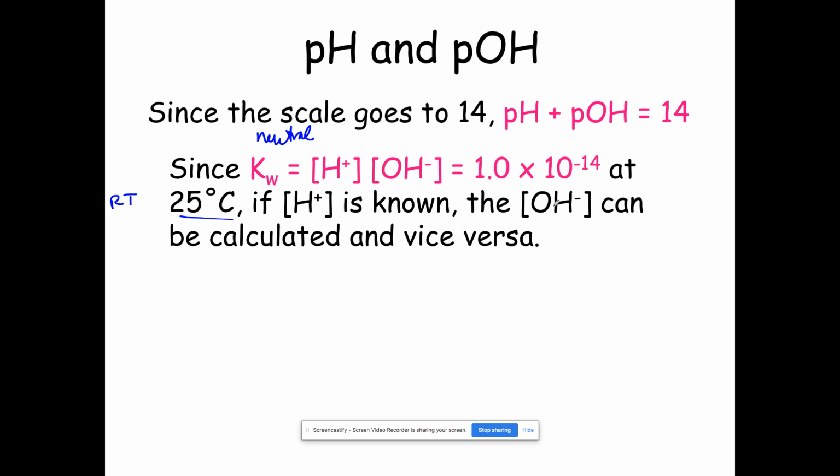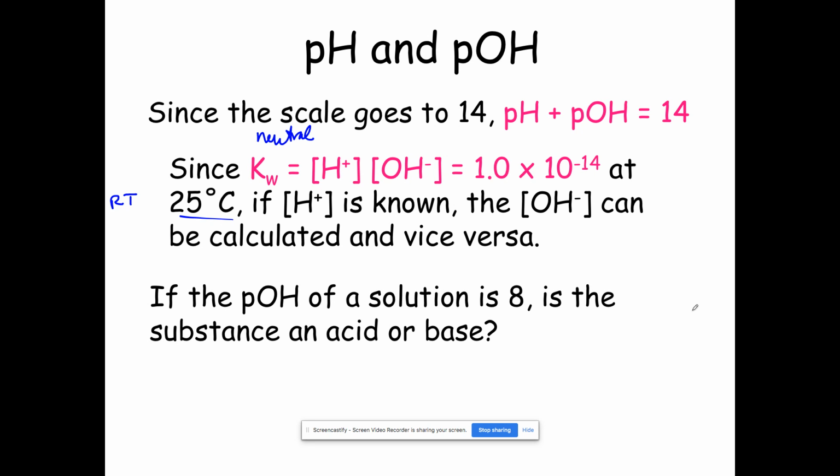If you know H plus, you know OH minus. If the pOH of a solution is 8, is the substance acid or base? I can't tell from pOH because I don't know that scale as well, but I do know pH. So if pH plus pOH has to equal 14, and I know that pOH is 8, that means that X has to equal 6. So the pH is 6. Since I am familiar with the pH scale, I know that a pH of 6 is an acid. Yes, it's a weaker acid, but it is an acid.